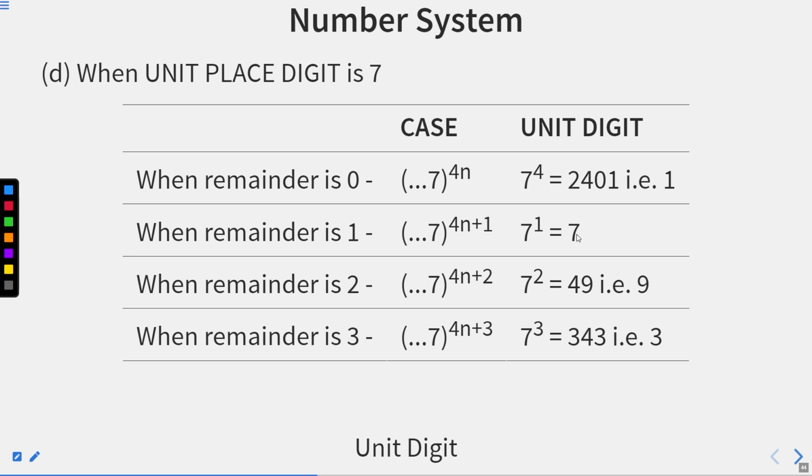So what if the unit digit is 7? You have to just divide the power with 4. If the remainder turns out to be 0, the unit digit is going to be 1. If the remainder turns out to be 1, the unit digit will be 7. For remainder 2, you will have unit digit 9. And for remainder 3, the unit digit is going to be 3.